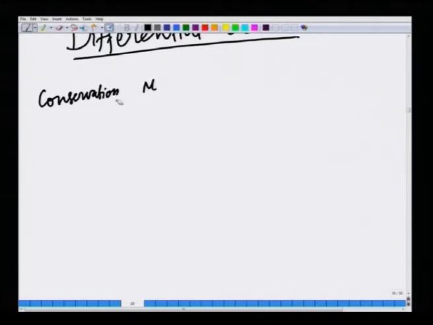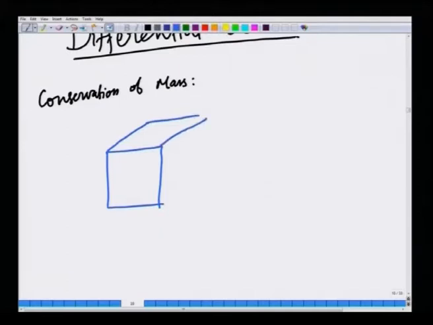We have already derived the integral version of conservation of mass. Now, we are going to derive the differential version of conservation of mass. In order to do that, we take a very infinitesimal volume, which is in the shape of a cube.